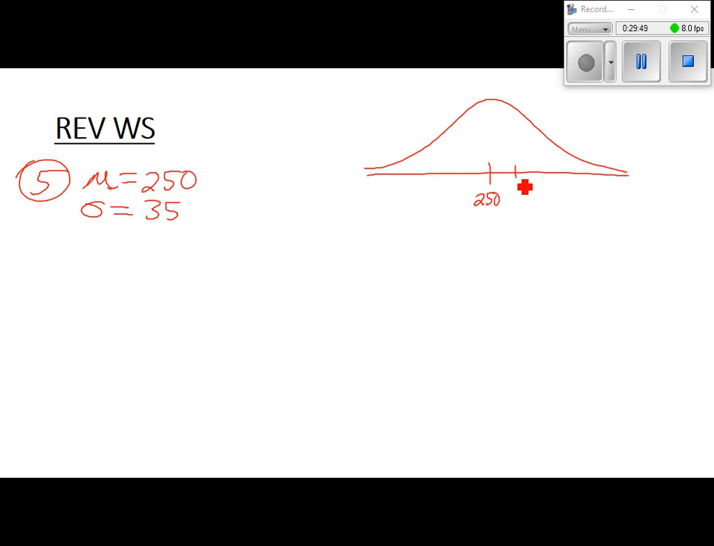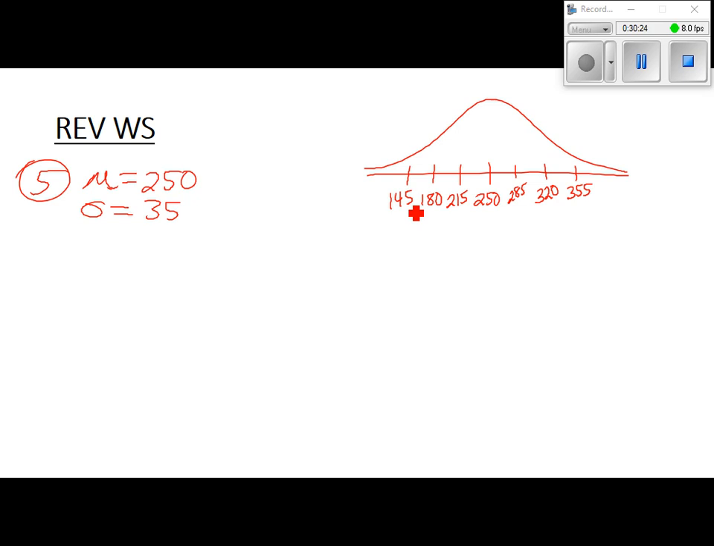Help me out. What's 285 plus 35? That's 320, and plus another 35 is 355. 250 minus 35 is 215, is that right? Yes. Minus another 35, 180. Minus another 35, 145, is that right? Yep. So the curve is going to look something like that.